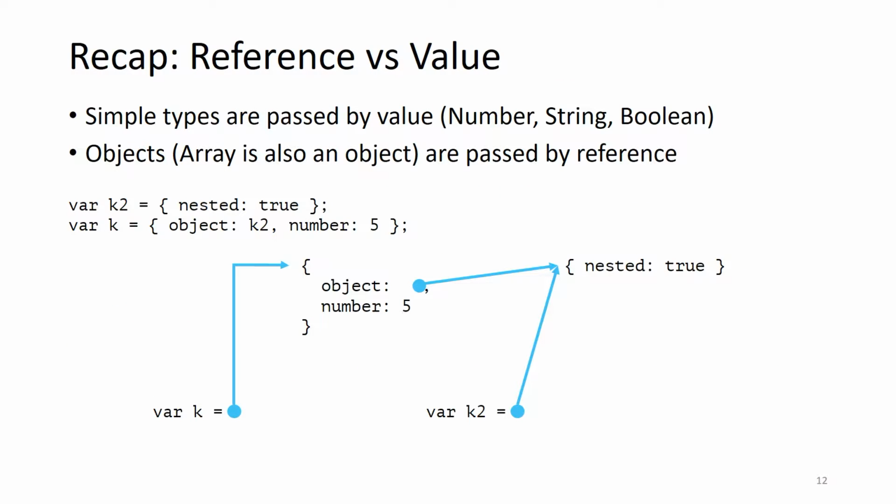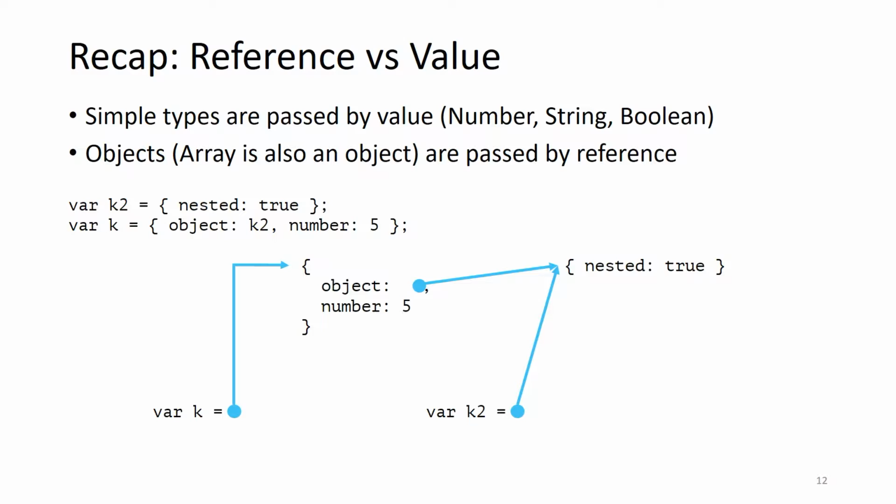All simple values in JavaScript, like numbers, strings, or booleans, are passed by value. They're copied each time you reassign them. And objects are passed by reference. So I drew a picture.